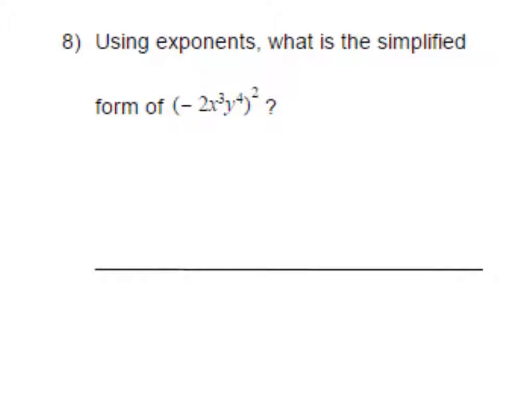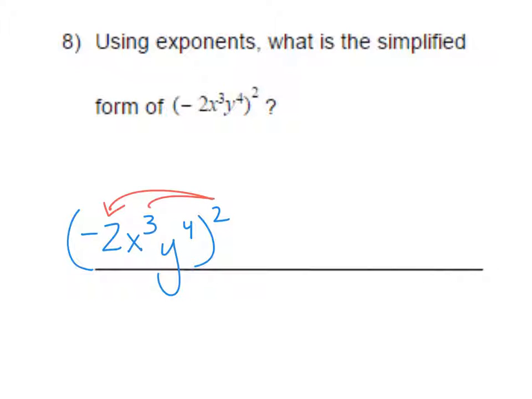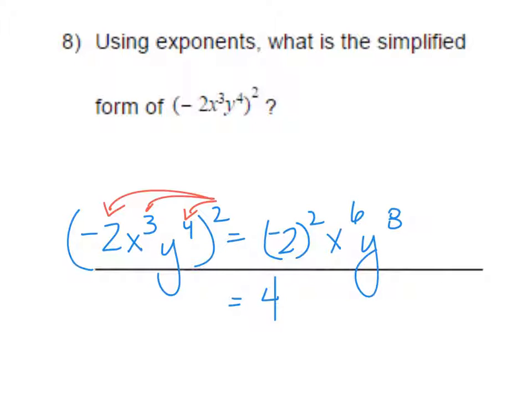Number 8, using exponents, what is the simplified form of -2 x cubed y to the 4th all squared? So again, everything in the parentheses is going to get squared, including that -2. So we're going to have -2 squared, and yes, you need the parentheses, x to the 6th power, keep the base, multiply the exponents, y to the 8th power. Again, keep the base, multiply the exponents. An alternate answer for that would be -2 squared is +4, x to the 6th, y to the 8th. Either one of those are acceptable answers.